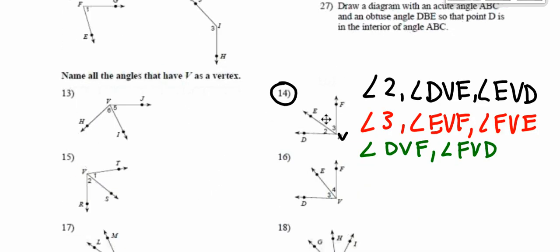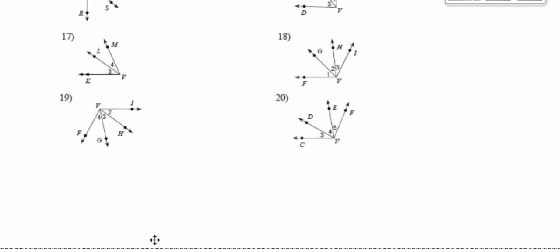But down here we have 1, 2, and the big one, 3 angles associated with V. So you cannot just use V. I've warned you about this already. The safest way is to use 3 letters. All right, next page.